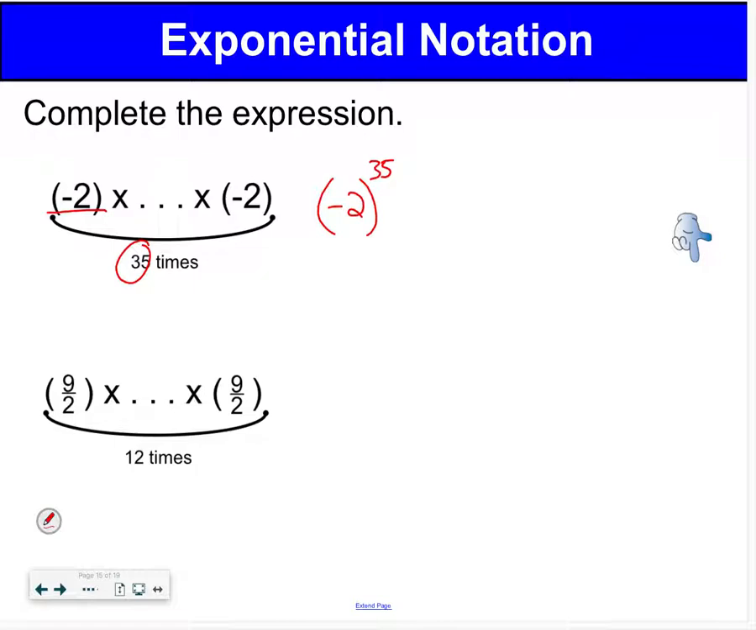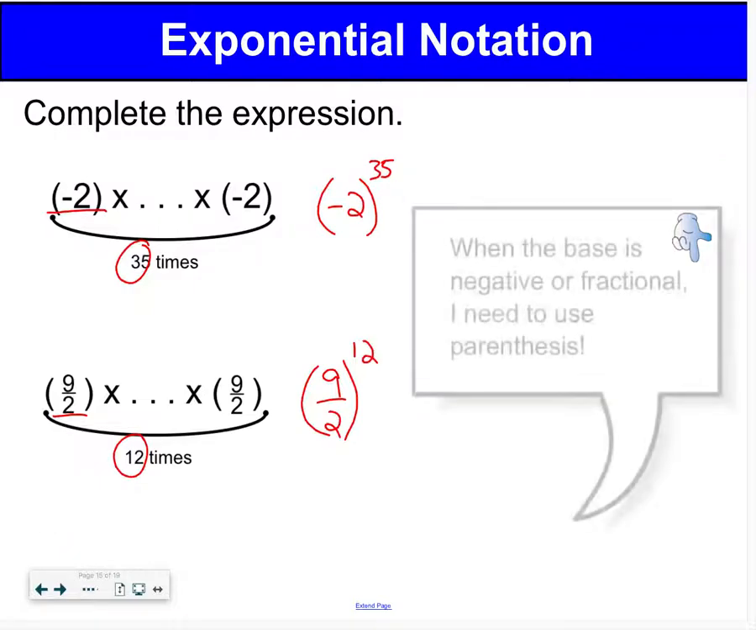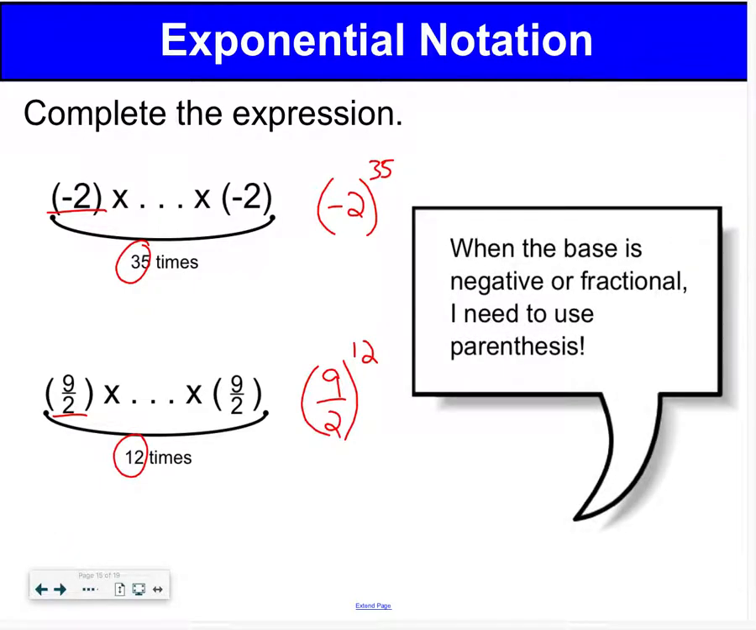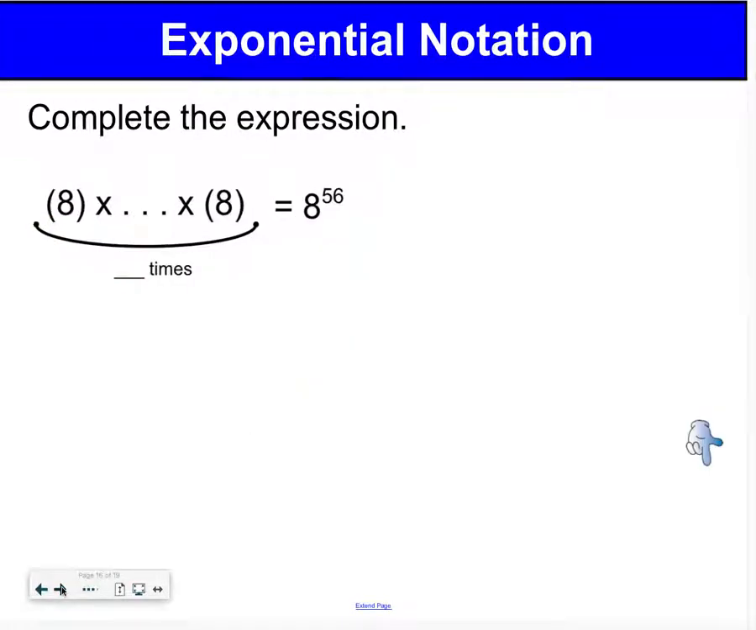The second example is very similar, except my base is now a fraction, but the same rule applies. My base of 9/2 is going to be raised to the 12th power because it tells me it's multiplied 12 times. It's important to remember that when the base is negative or fractional, I need to use parentheses.